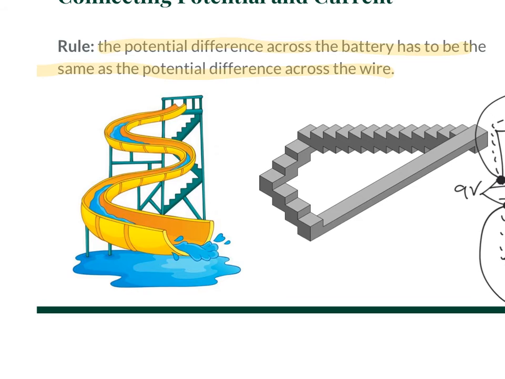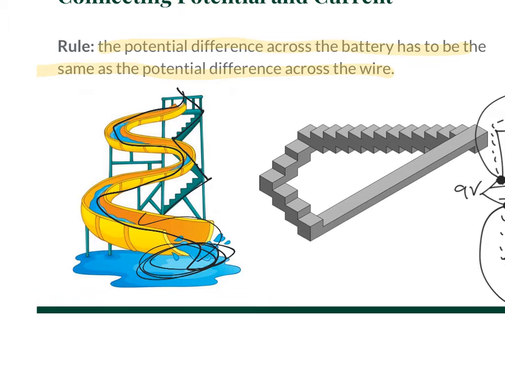Basically, this means that as the charge goes up in potential energy, which is what the battery does, it has to come all the way down the slide to the bottom in order to get back on the ladder and go up. If it doesn't come all the way down to the bottom, it doesn't meet up with the ladder, so it doesn't work, and the circuit will just not operate.